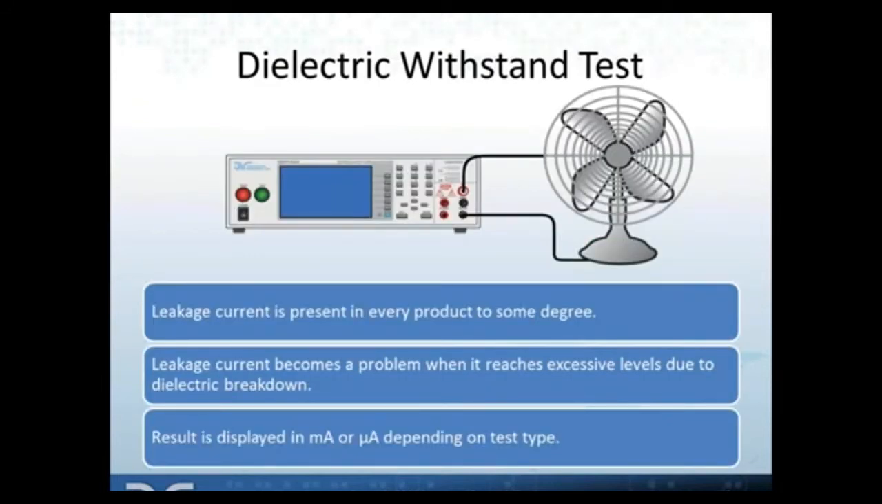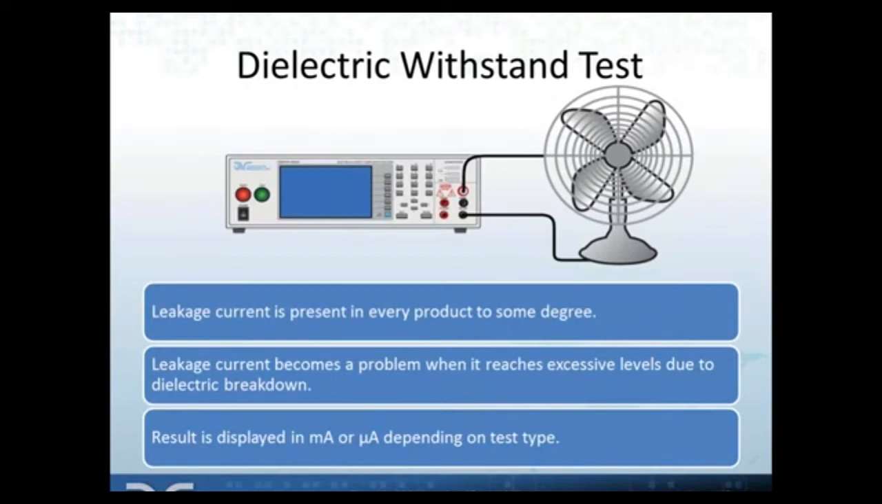Here's another picture of a very basic device, a fan in this case, being connected to a hipot tester. So leakage current, as we all know, is present in every product to some degree. Leakage current becomes a problem when it reaches excessive levels due to dielectric breakdown.